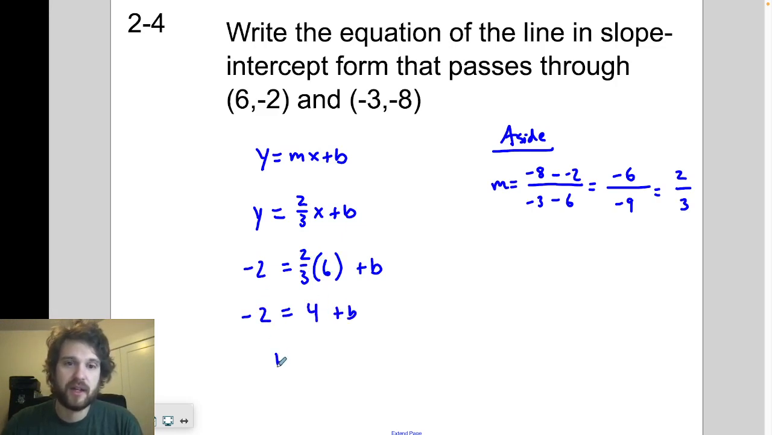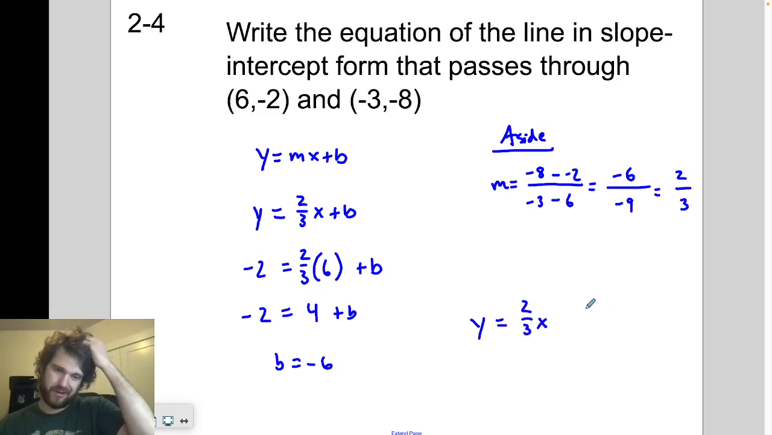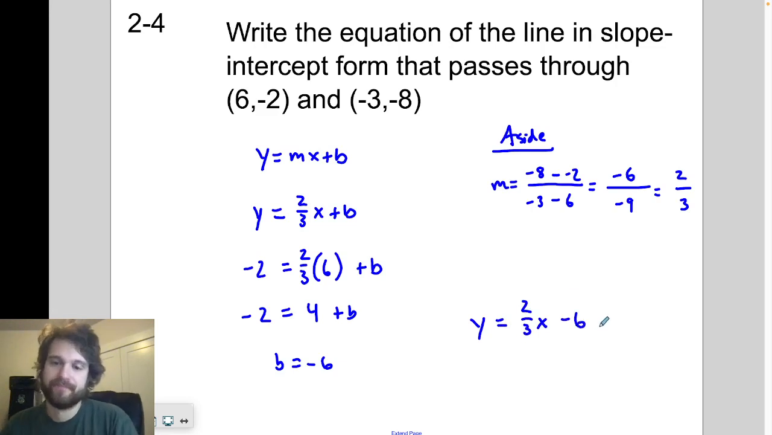Subtract 4 from each side and you get b is equal to negative 6. So our final answer is y equals 2/3 x minus 6. That's it.